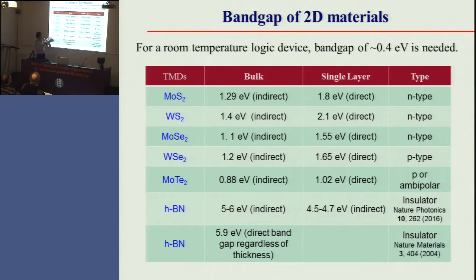However, TMDCs, as I told you, can have band gaps like this. It is well above 0.4 electron volts, which means it can be used as a switching element. So this kind of material becomes very popular nowadays for applications. An interesting thing is that as a bulk, this material shows an indirect band gap. However, if you make single layers, they become a direct band gap, and the size of the band gap also increases a little bit. This is a well-known property.